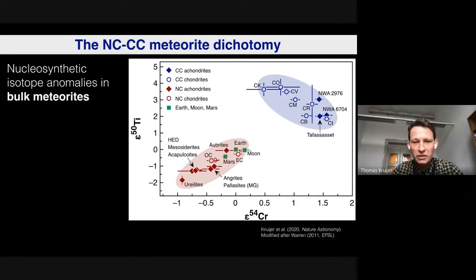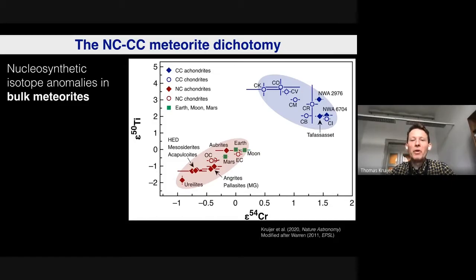And the two tracers that are used here are the neutron-rich isotopes of titanium, 50 titanium, and chromium, 54 chromium. And you see that different meteorite groups plotted here, so different chondrite groups, different achondrite groups, all show deviations in these isotopic signatures relative to the Earth, which by definition plots here at 0. So that is indicating that each of these bodies has a slightly different mix of pre-solar carrier phases in its genetic makeup.